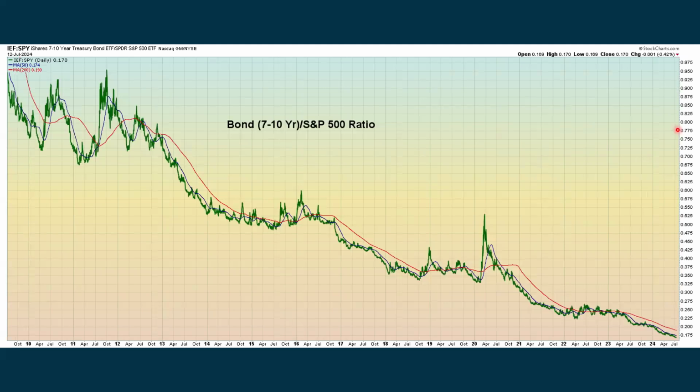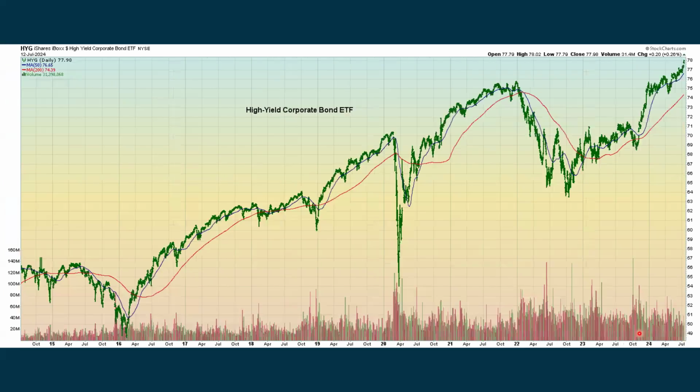This is a daily chart showing how bonds are underperforming stocks. So if you look at all the videos that I post, this is a daily chart. And then we also have a weekly chart and then a monthly chart that I just showed. On all different time frames, stocks still continue to outperform bonds.